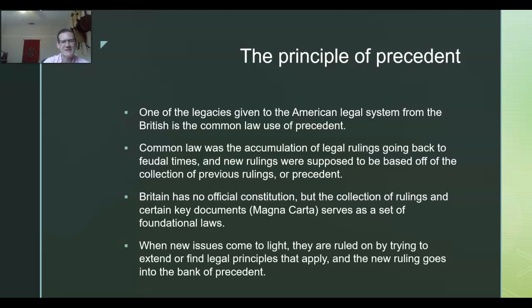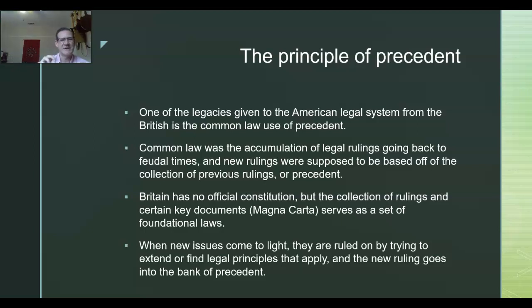Britain actually has no official constitution, but instead just a collection of rulings and key documents such as the Magna Carta that serve as a set of foundational laws. So in a way, Britain's entire constitution is basically just precedent. They never sat down and said, we're writing a constitution now. There were a couple times where they came a little bit close. Magna Carta was: the king's not going to do these certain things.